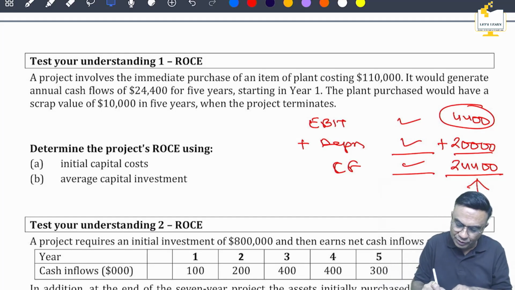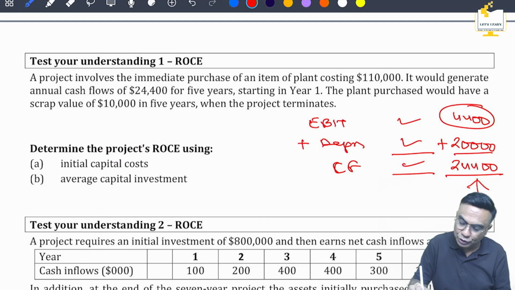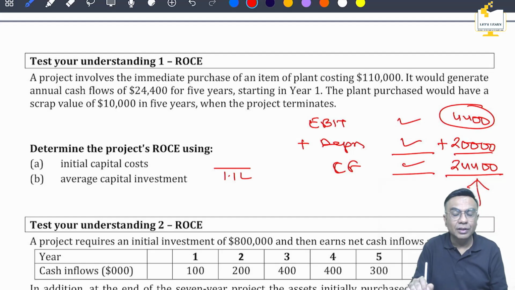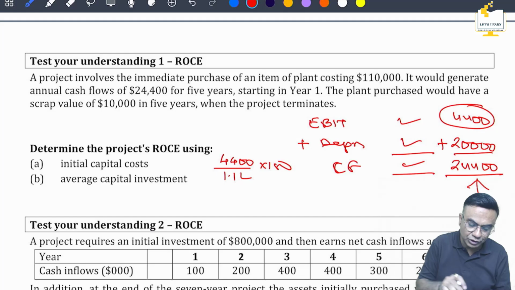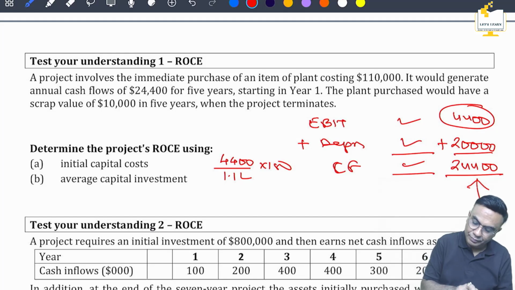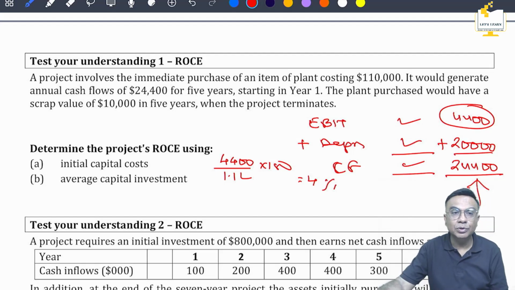So what is the project ROC using the first formula? Initial capital cost upon average capital investment. What is initial capital cost? Initial capital cost is 1,10,000. And so what's the answer? Okay, so that comes to 4%. That comes to 4%.